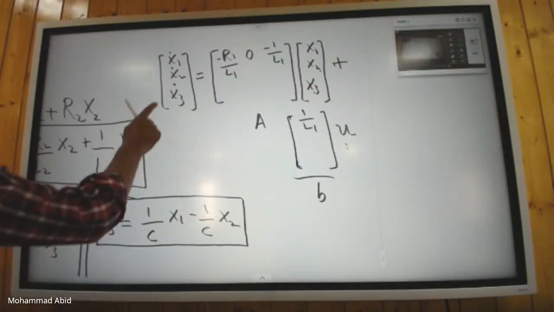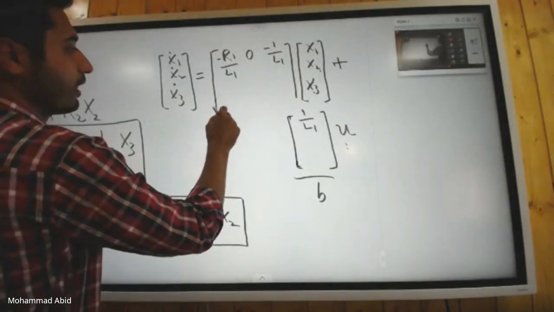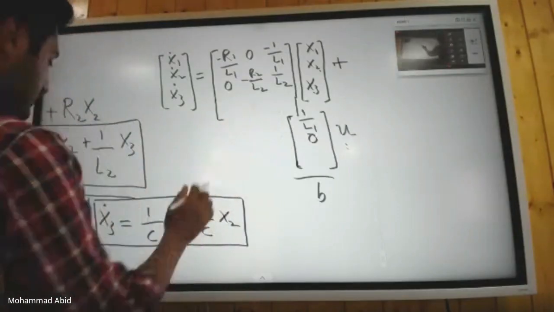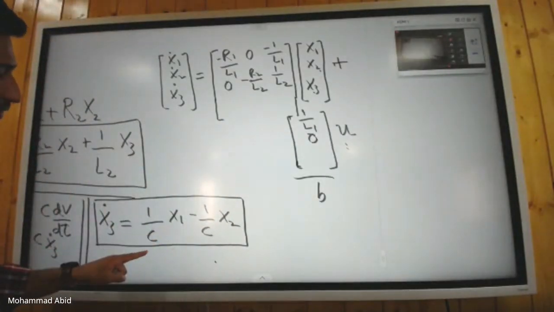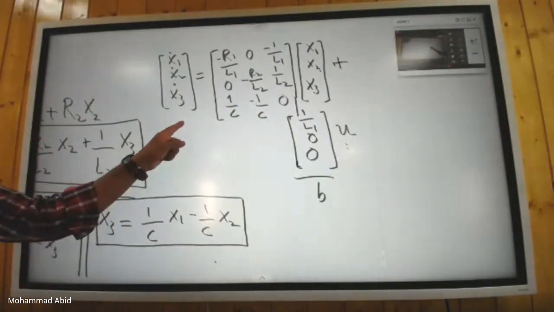Okay, the second equation for x2 dot. I guess it's 0, minus R2 by L2, 1 by L2. What's the relation with U for x2 dot? There's no relation. 0. Similarly for x3: the relation with x1 is 1 by C. The relation with x2 is minus 1 by C. There is no relation with x3 and there is no relation with U.